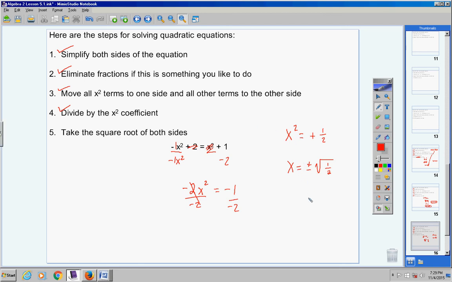0.7071067812. I'm going to round it to 0.71. Okay, now if I don't tell you how to write your answer, then you can choose. You can leave your answer like this or like this. That is totally up to you.